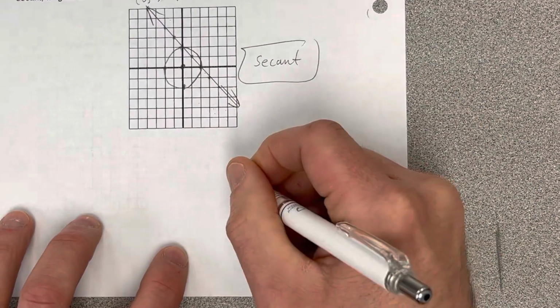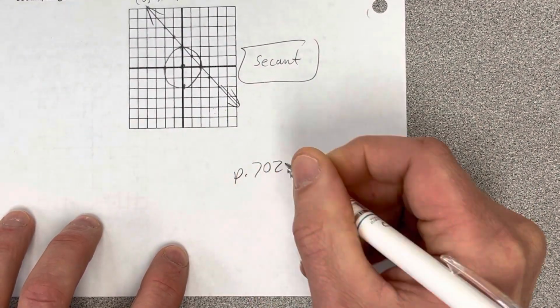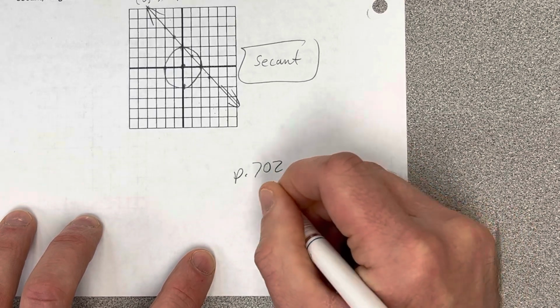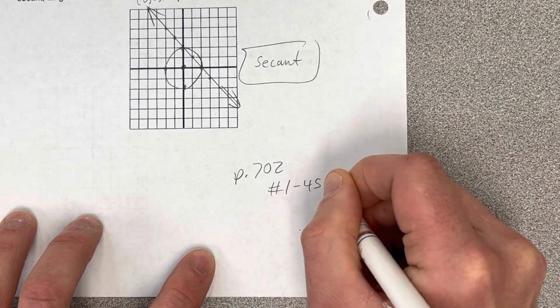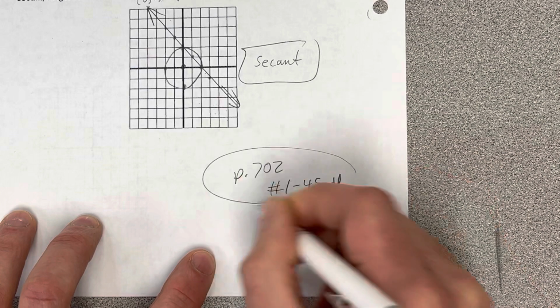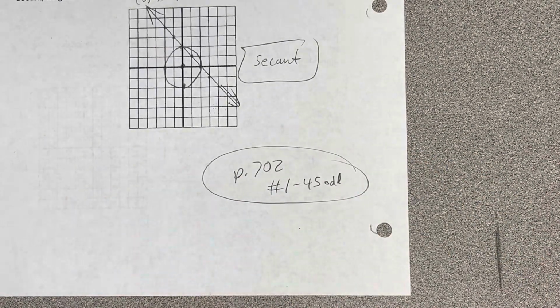So to practice this a little bit, you might want to go to page 702, numbers 1 through 45, odd. And I'll provide some graph paper for you in class.